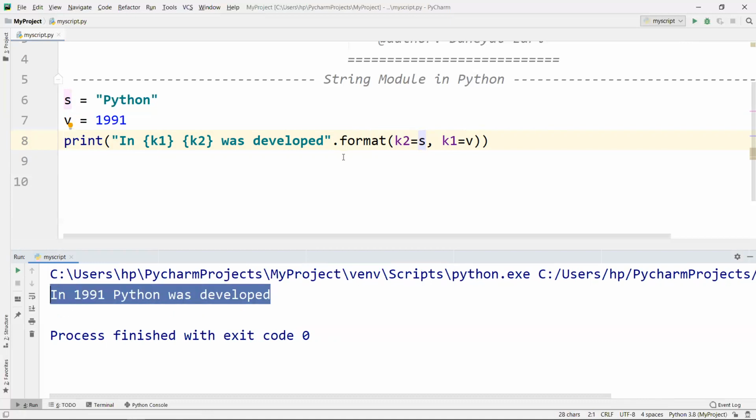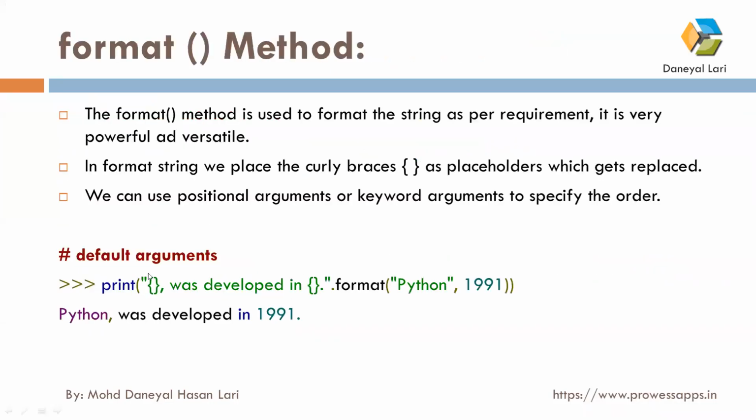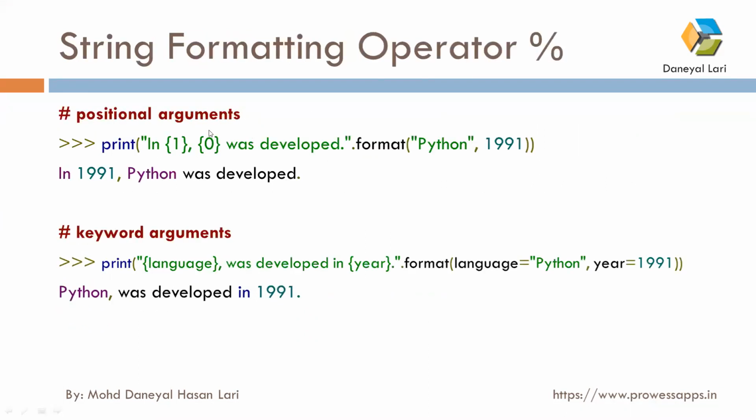So you can specify the positional argument, the keyword argument, or the default argument. Default arguments always start from the zeroth position, so it will be 0, then 1. If you want to change, you have to use positional arguments. This is the way you can use formatting in Python. I hope the formatting is clear. Just practice yourself, then it will be clearer to all of you.